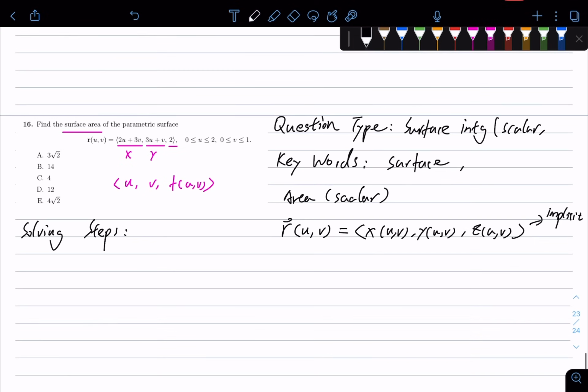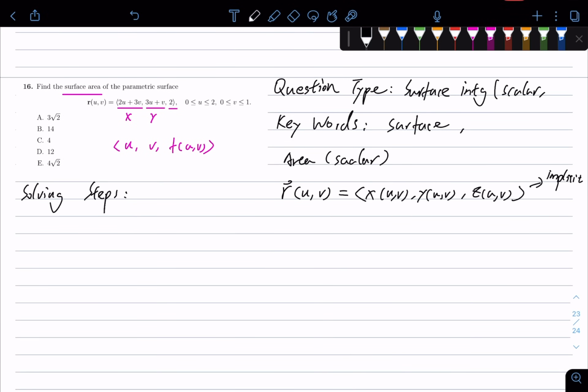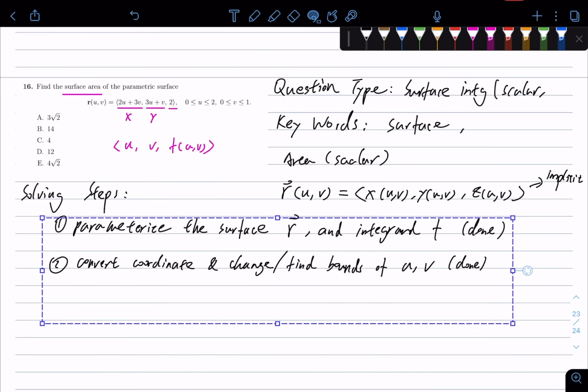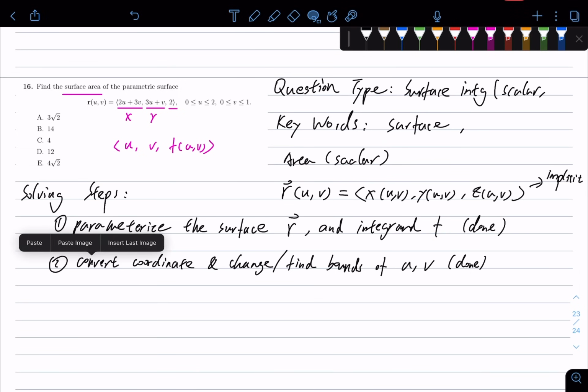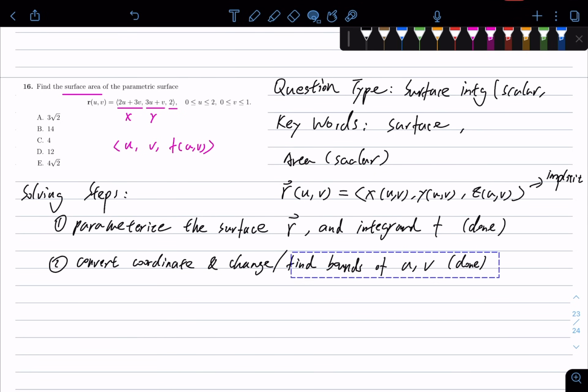Okay, how are we going to solve this problem? Well, we're going to start with a few things. We're going to parameterize the surface r, and then the integrand f, right? We not only need to parameterize the surface, we also need to parameterize the integrand itself. But this is done for us by the problem. And you also need to convert the coordinates and find the bounds of u and v. And this is also done for us by the problem.